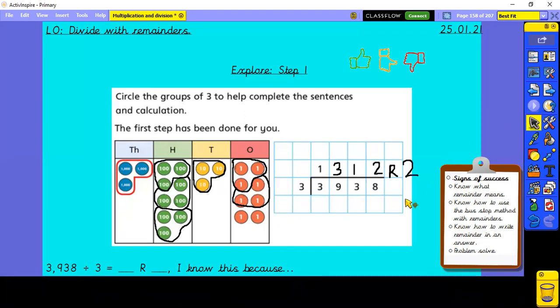So 3,938 divided by 3 is 1,312 remainder 2 because we have our 2 left over. Well done if you did that and got that correct. If you didn't get it correct, have a little look at where you made your mistake. And if you didn't have a go at all, then you'll get a chance to now on step 1 of the worksheet.